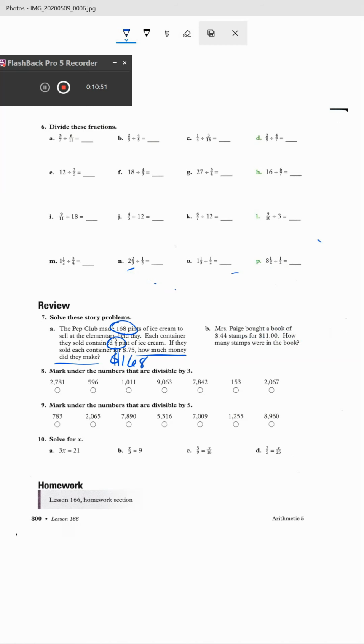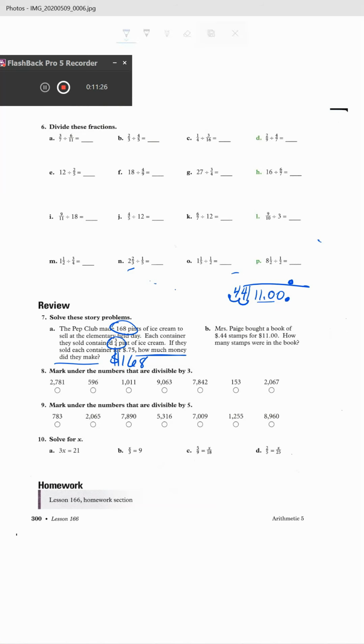Mrs. Page bought a book of 44-cent stamps for $11. How many stamps were in each book? So the whole thing cost $11. Each one was 44 cents. So logic tells me if I take my $11 and divide it up by how much each one costs, I should know how many were in the book. Notice we have decimals though. This decimal right here has to be moved over twice. So this one goes to here. And I'm just going to put it up top.